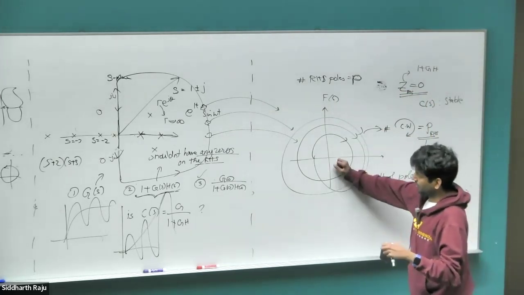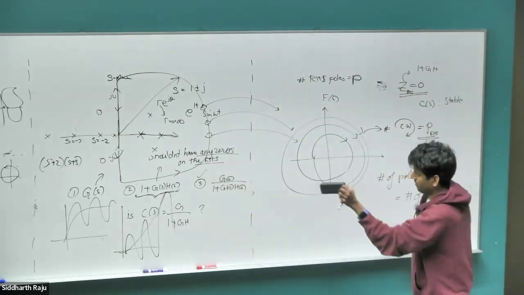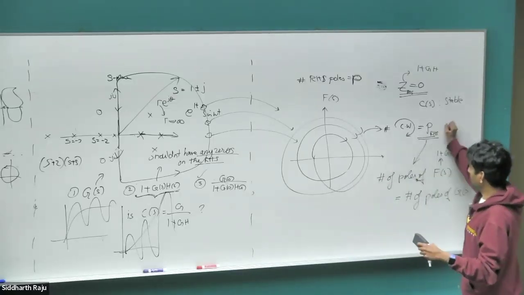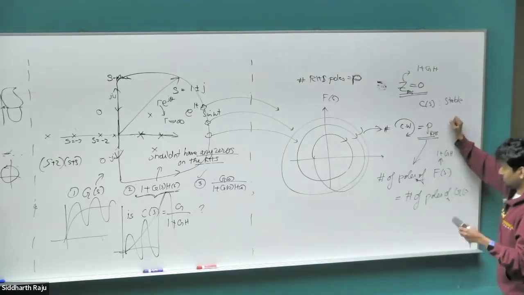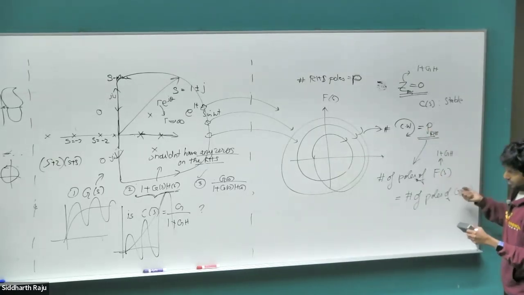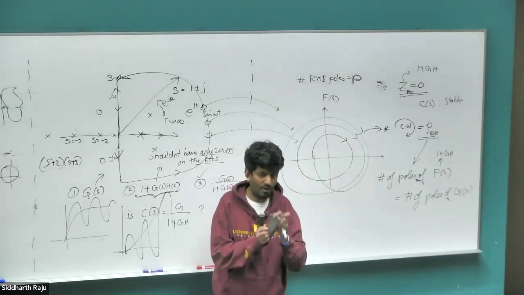And the number of times we encircle the origin for an infinitely large loop enclosing all of RHS in the s plane would be equal to the number of poles. The number of times it encircles the origin would be equal to the number of poles on the RHS for either F of S or G of S, which is exactly one and the same. Very clear so far. Okay.